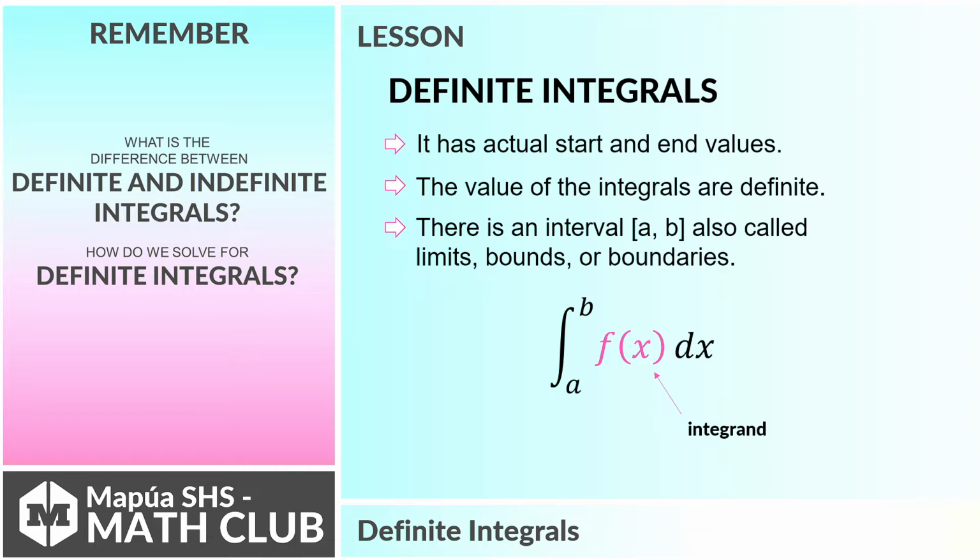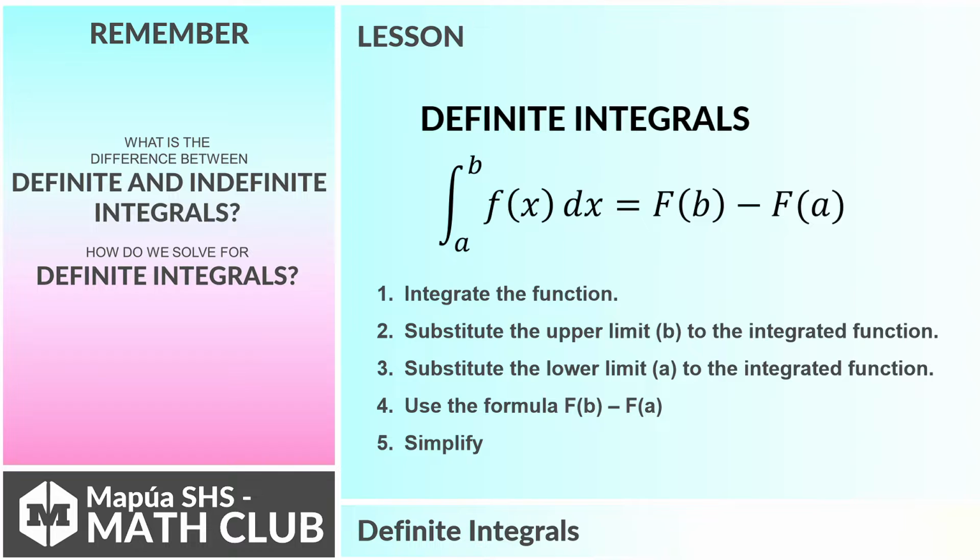To solve for the definite integral, remember this formula. First step is to integrate the function. Then, substitute the upper limit, or b, to the integrated function. This will be F(b). Next is to also substitute the lower limit, or a, to the integrated function. This will be F(a). Then, use the formula F(b) minus F(a). Lastly, just simplify.